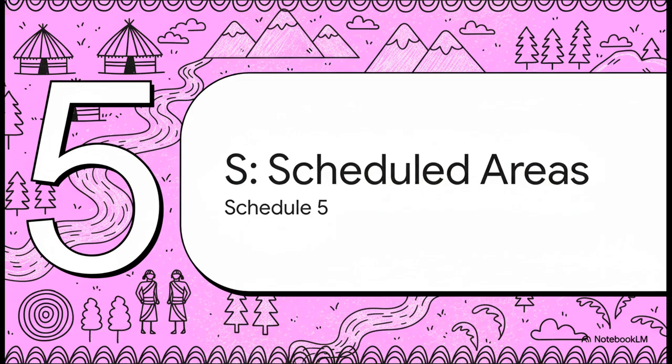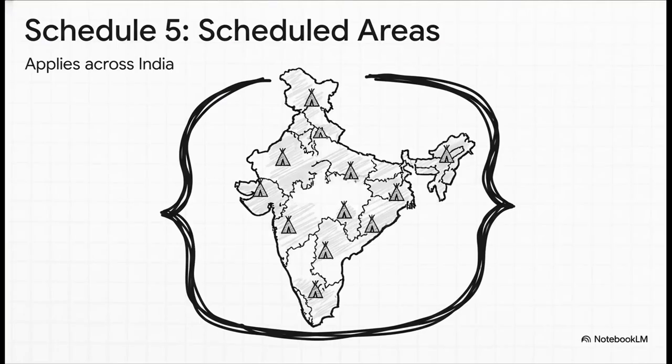And we finish the word tiers with S. S is for scheduled areas and scheduled tribes. This schedule sets out special rules for how we administer and protect certain areas and tribal communities that need special attention. Now, the key word I want you to circle in your notes here is general. This schedule applies broadly across India, which is a perfect setup for what's coming next.